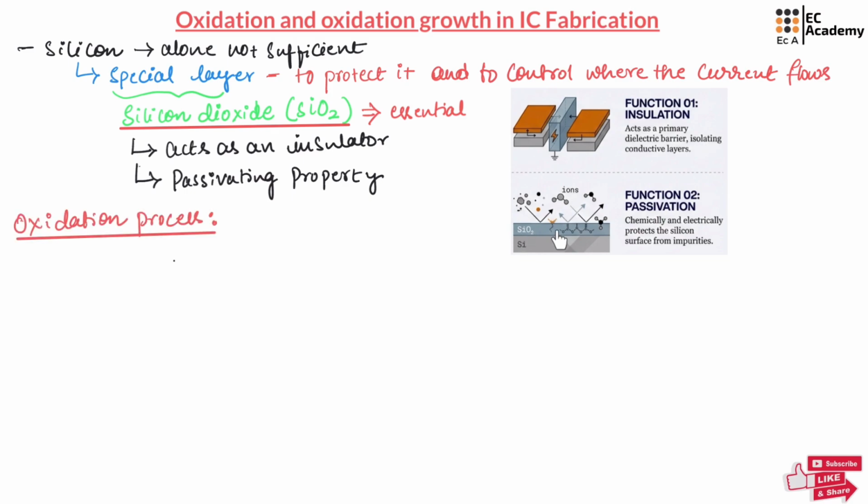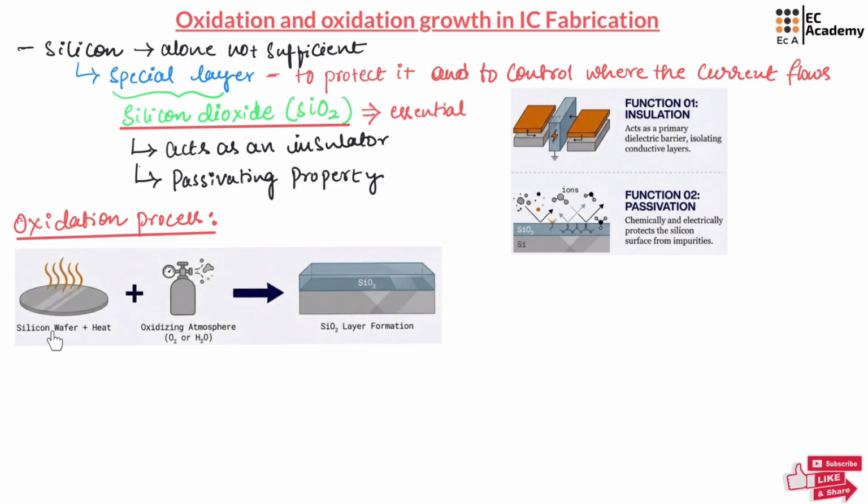Now, how do you make the silicon dioxide layer? This process is called the oxidation process. In this oxidation process, first we'll take the silicon wafer and heat the silicon wafer. Now, this heating is not done in normal air, but we heat this silicon wafer in a special oxidation atmosphere. This means we surround this silicon with either oxygen or water vapor.